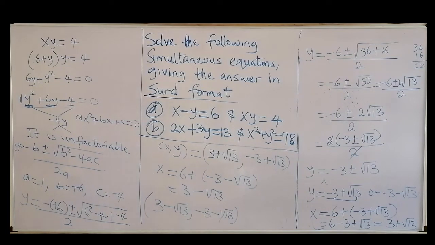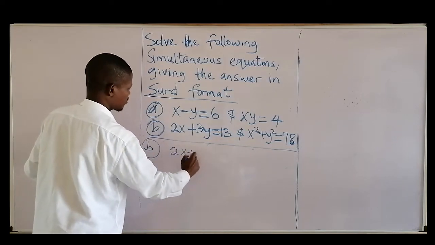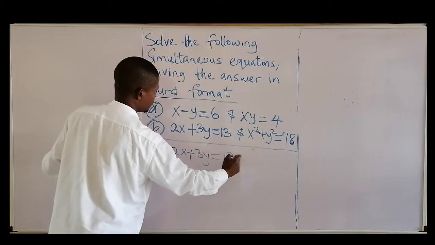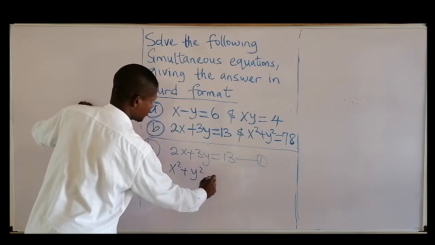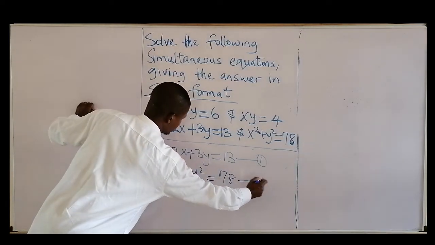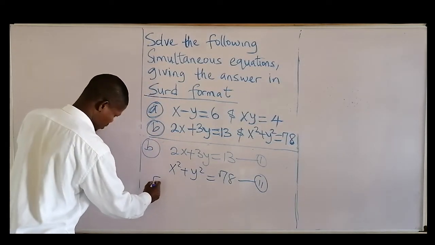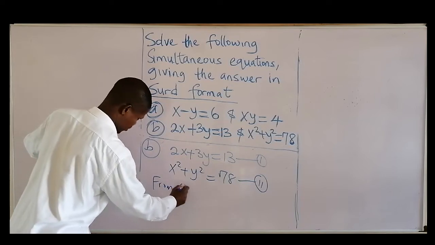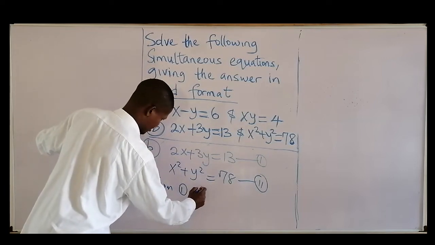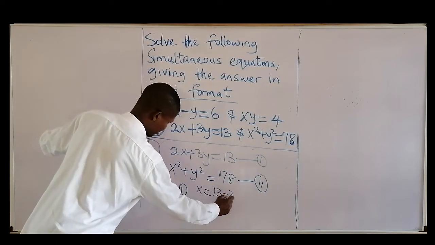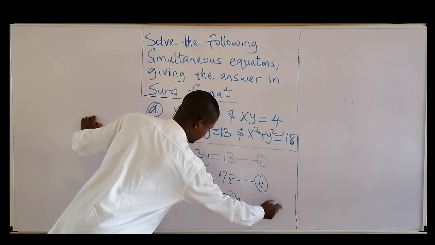Then we'll quickly go to the B part. Yeah, for the B part, we have 2x plus 3y equal to 13. Call this one equation 1. The second one, we have x squared plus y squared equal to 78. Call this one equation 2. Okay, this is a polynomial of power 2. So it's better to go from equation 1 and make either x or y the subject. So x will be equal to 13 minus 3y all over 2. Call this one equation 3.